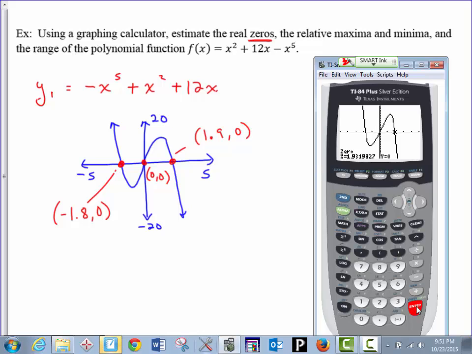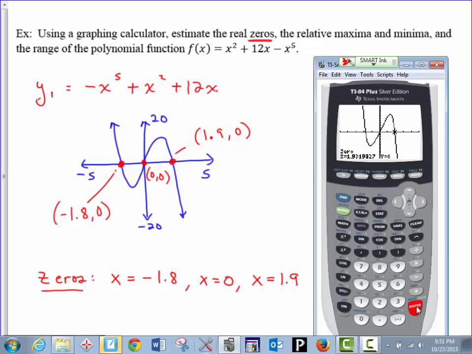Okay, now on here they were asking for the real zeros. The zeros are the x values off of those ordered pairs. So let's go ahead and write that information down. So the zeros are x equals negative 1.8, x equals 0, and x equals 1.9.